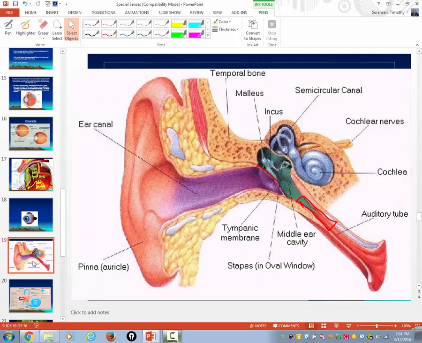All right, we're doing real good, guys. All right, there's your ear. Why do you have two ears and not just one big one?